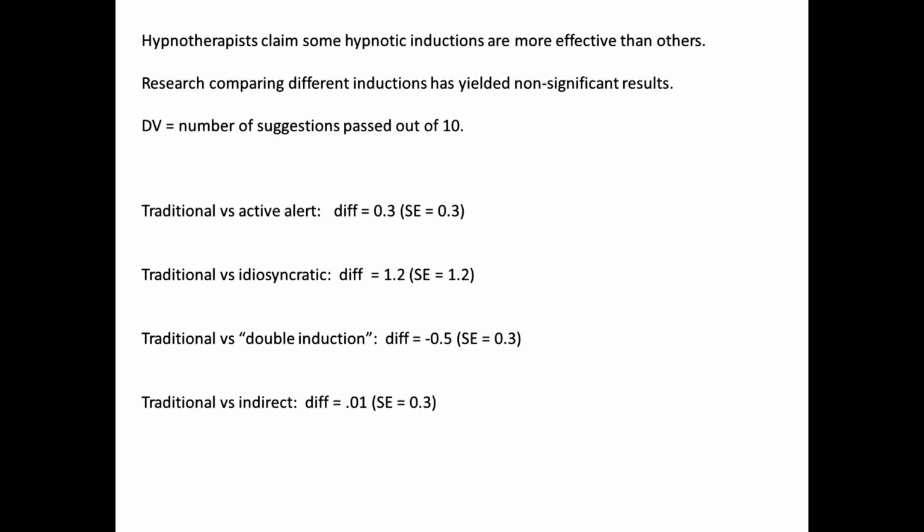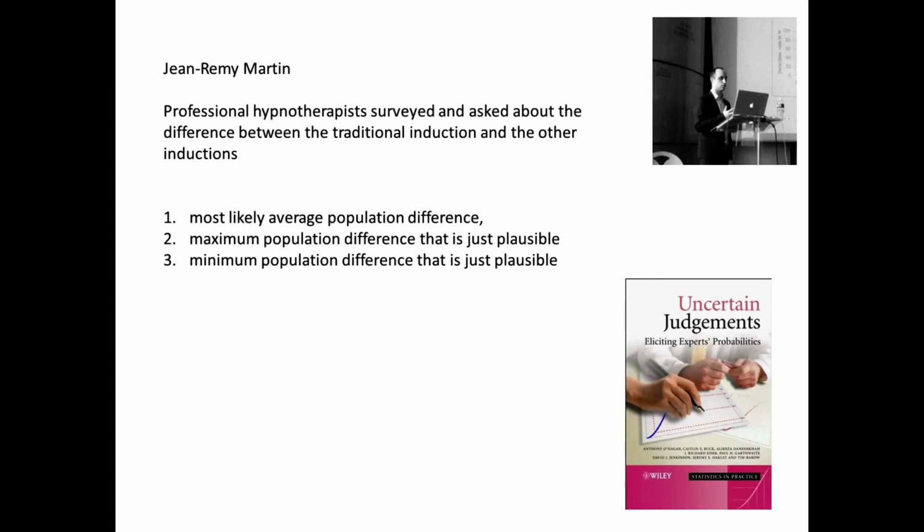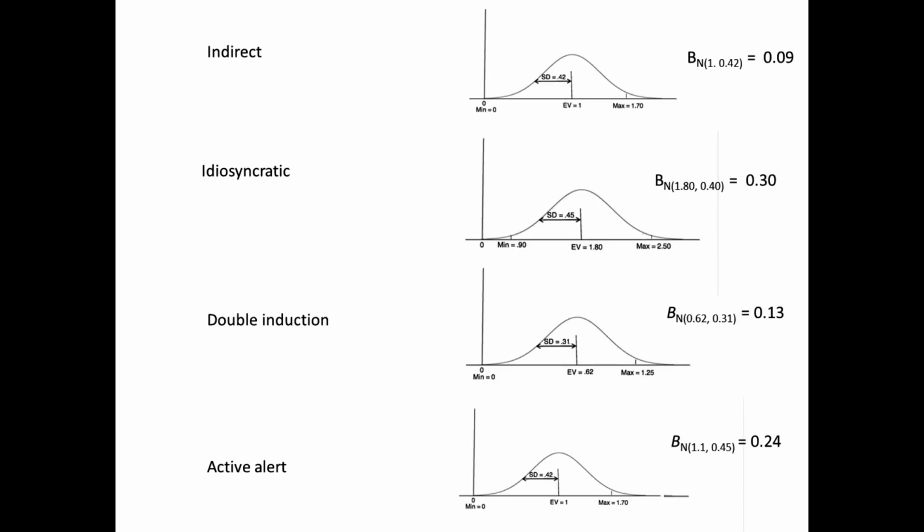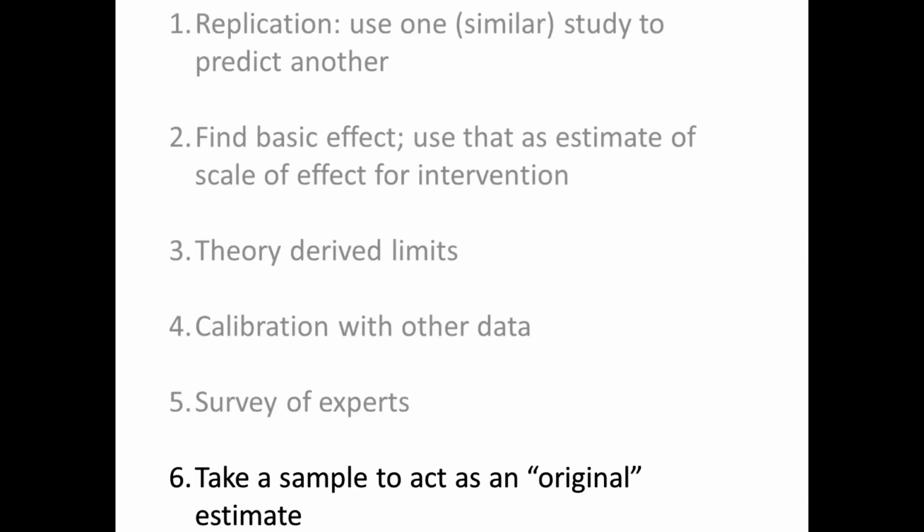So it seemed to me the best way of getting an estimate of how much difference we should expect in response to suggestions is to survey clinicians and ask them how much difference we should get between the different hypnotic inductions. So in that case, surveying experts seems appropriate. You could look up this book, Uncertain Judgments: Eliciting Experts' Probabilities, if you wanted to consider the best ways of doing that. Anyway, when we did that, we found Bayes factors showed evidence for no difference between different hypnotic inductions. It doesn't matter how you induce hypnosis, as long as the subject understands it to be a hypnotic induction.